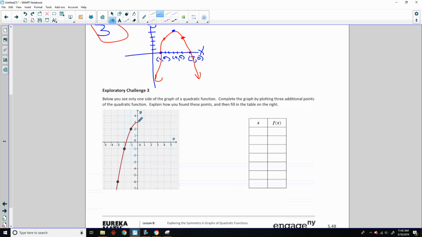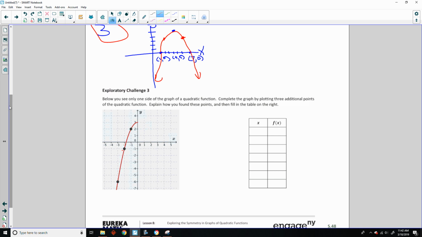Or what if we had the vertex and 2 on one side? Then we could also graph over here. So the vertex and 1 point would not be enough. Or would it? It might.